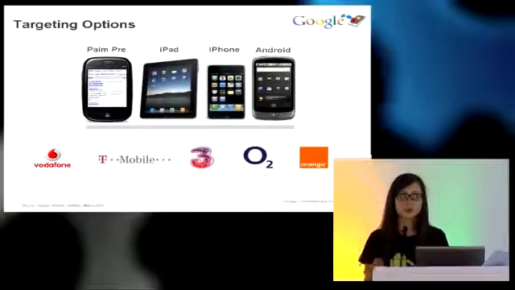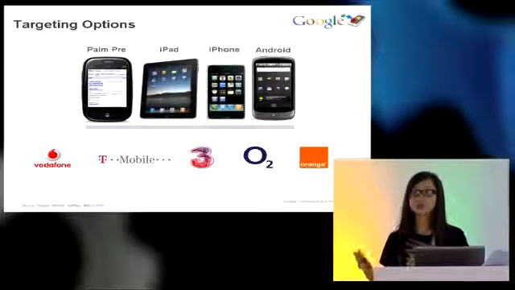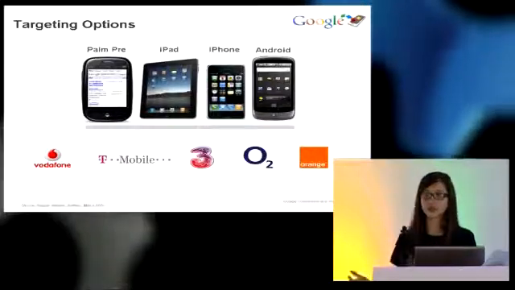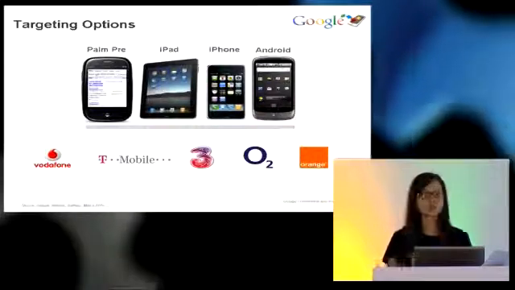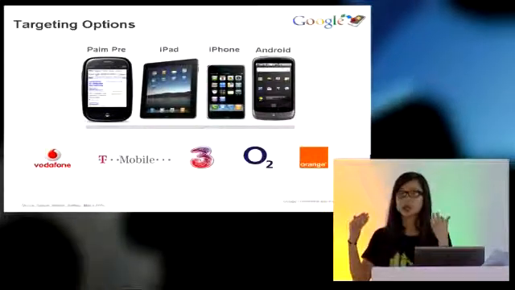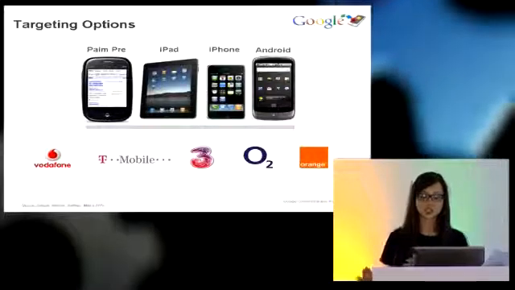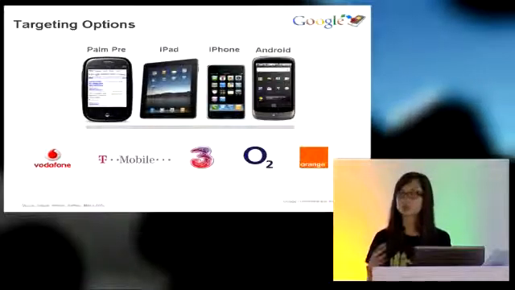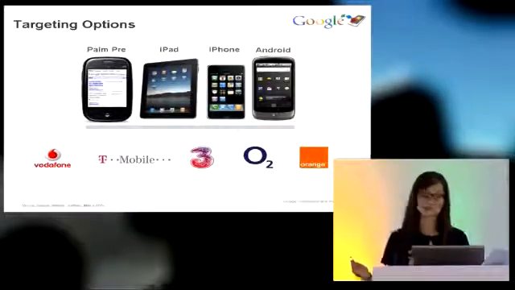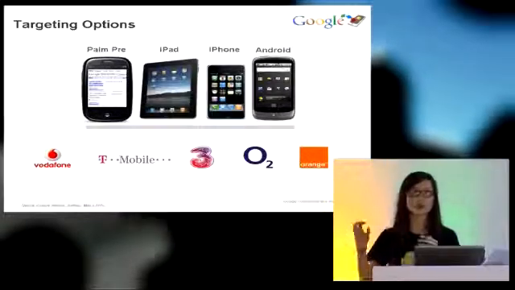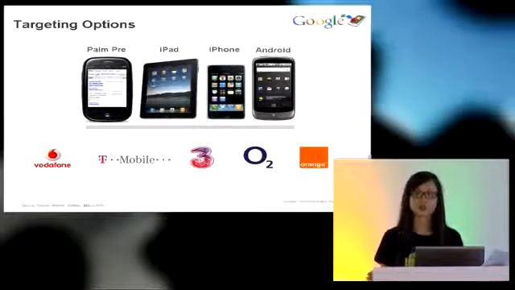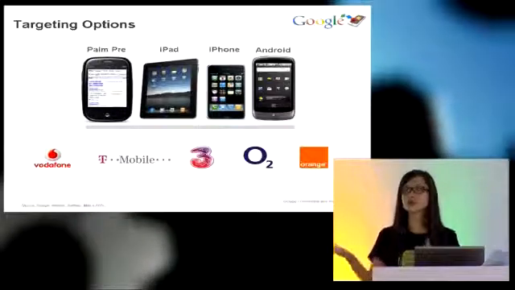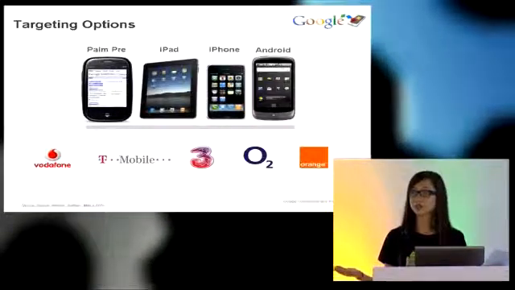So drilling down from there, the targeting options that you do have for high-end devices are going to be Palm Pre, iPad, iPhone, and Android. You can still also target WAP if you want to target Blackberries and Nokias and LGs. What you can also do if you want to slice and dice who you want to target in terms of customers is target by carrier. So that's Vodafone, T-Mobile, 3, Orange, and O2. So if you're promoting something like Orange Wednesdays, obviously you're going to just want to target Orange customers.